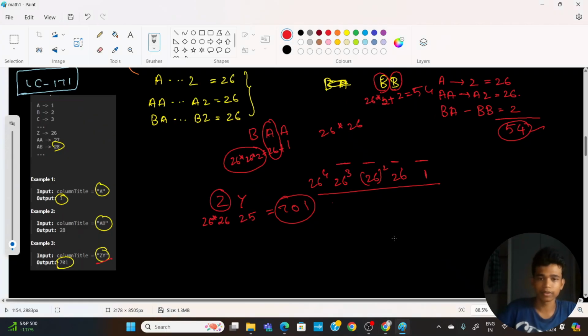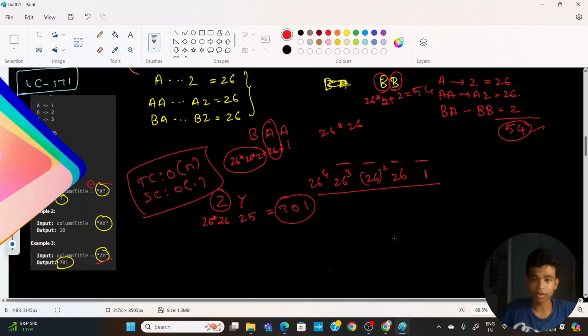Now, it's time to see the time and space complexity. What is the time complexity and space complexity? I can say the time complexity will be O of n because we are traversing this string only one time, and the space complexity will be O of 1. So this is my time and space complexity.